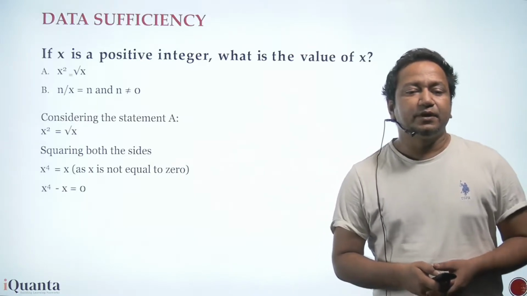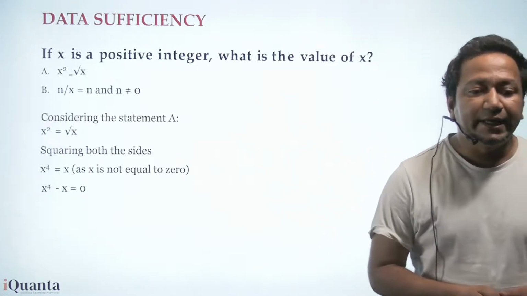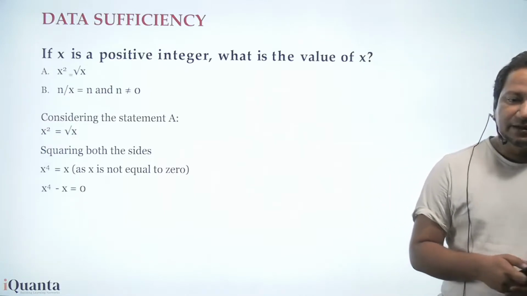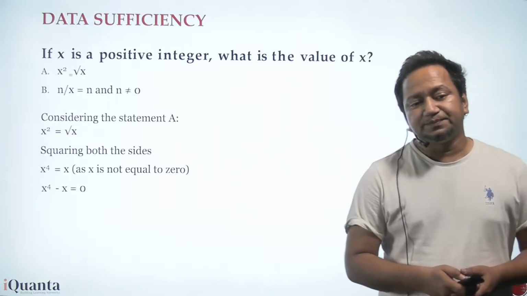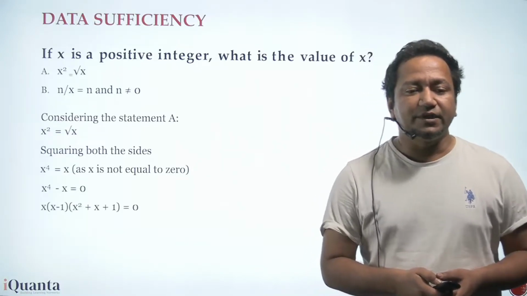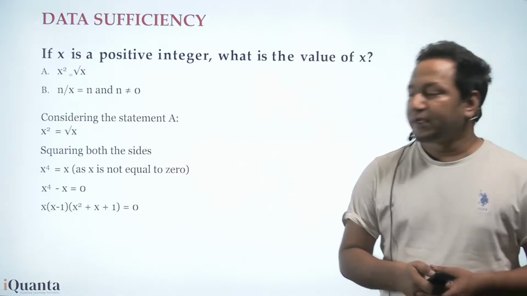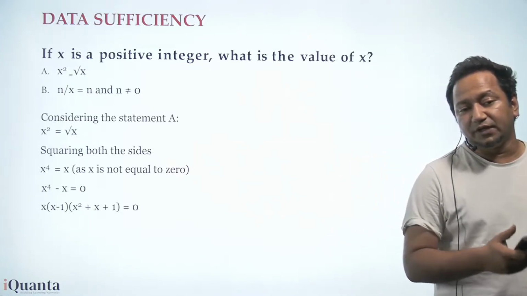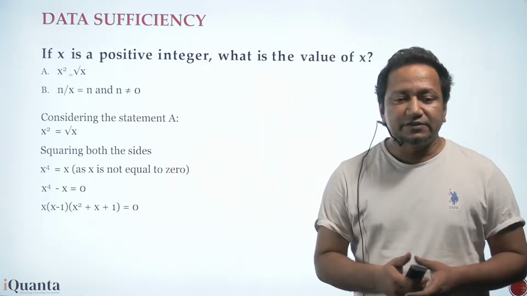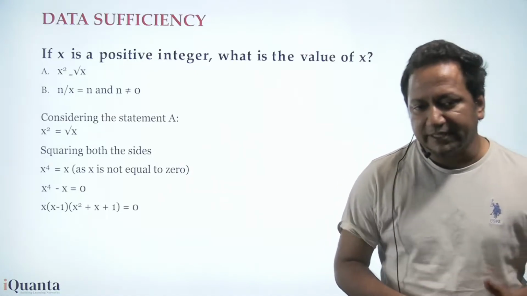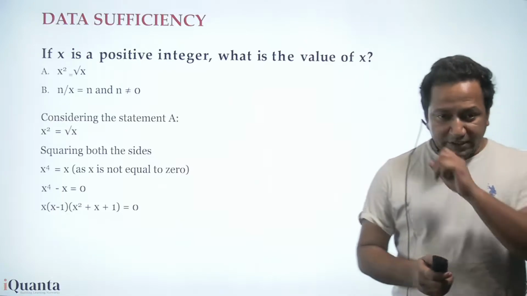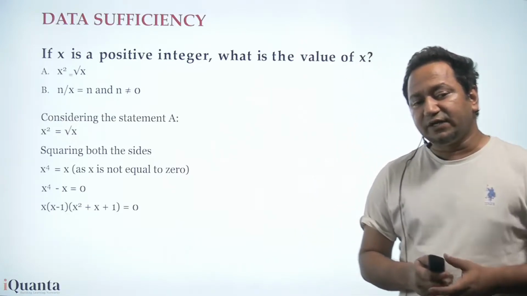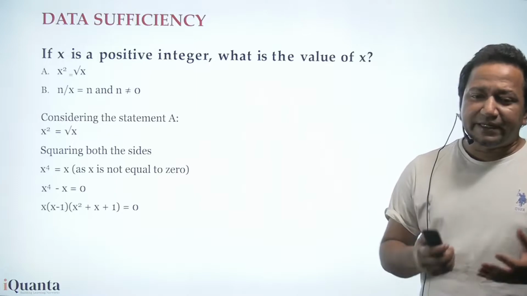The next step, we can just move x from the right hand side to the left hand side and it becomes x to the power 4 minus x is equal to 0. Taking x common, this is how we can break the expression, which means the factors are x, x minus 1 inside the bracket, and x square plus x plus 1 inside another bracket, and the product is equal to 0. So when the product of 3 factors is equal to 0, it means at least one of them is 0.